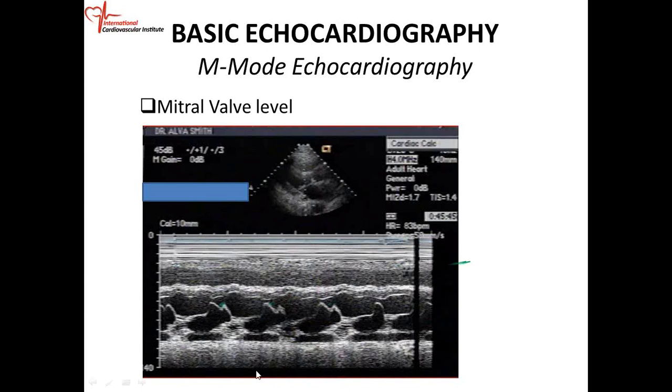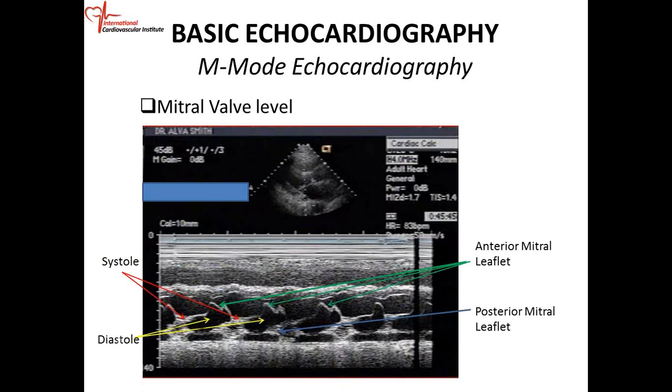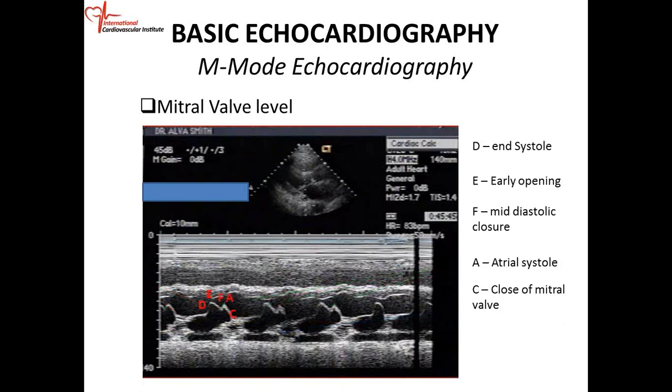So the anterior mitral leaflet, the posterior leaflet, which is a mirror image. The mitral valve opens in diastole and closes in systole. There are 5 points: the D point, E point, F point, A point, and C point. You have to know what these stand for. You'll get them in the exam.